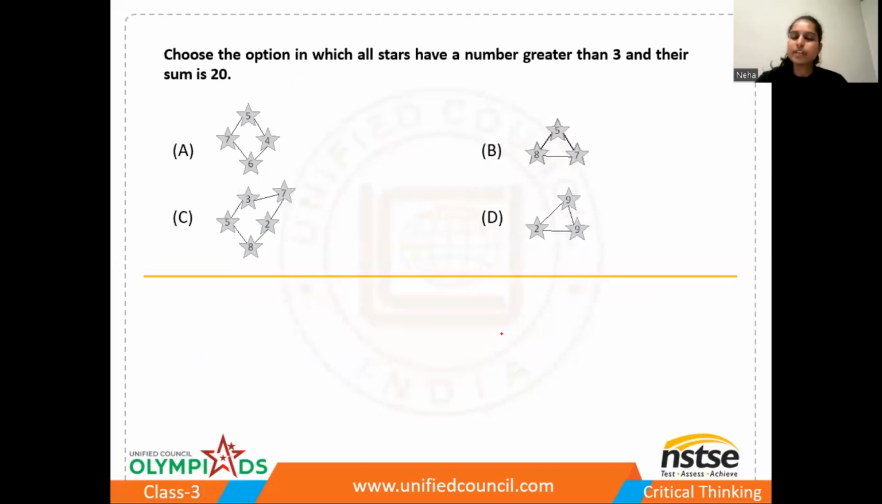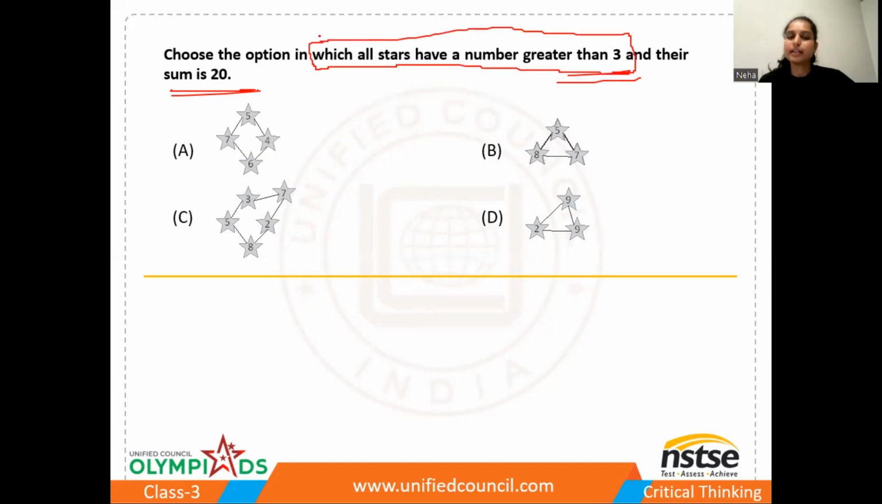All right, now the last question for today on the screen. The last question says: choose the option in which all stars have a number greater than 3 and their sum is 20. In all 4 options, I can see that option A has 4 stars, option B has 3 stars, option C has 5 stars, and option D again has 3 stars. Some numbers are also written on the stars. So the question is asking for the option in which all stars have a number greater than 3.